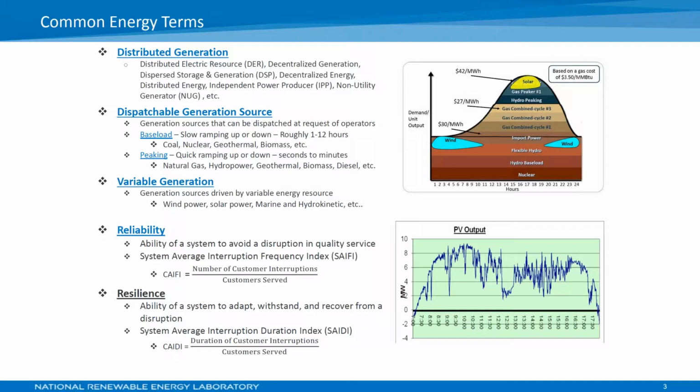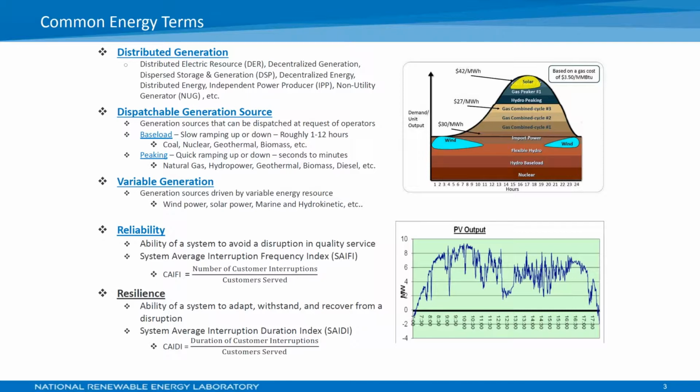Then variable generation are things like wind power, solar power, marine hydrokinetic. In some instances, hydropower is operated in a more variable sense, maybe seasonally. But typically it's more of a dispatchable source. If you turn a dial, it 100% will produce power when you need it to produce power.